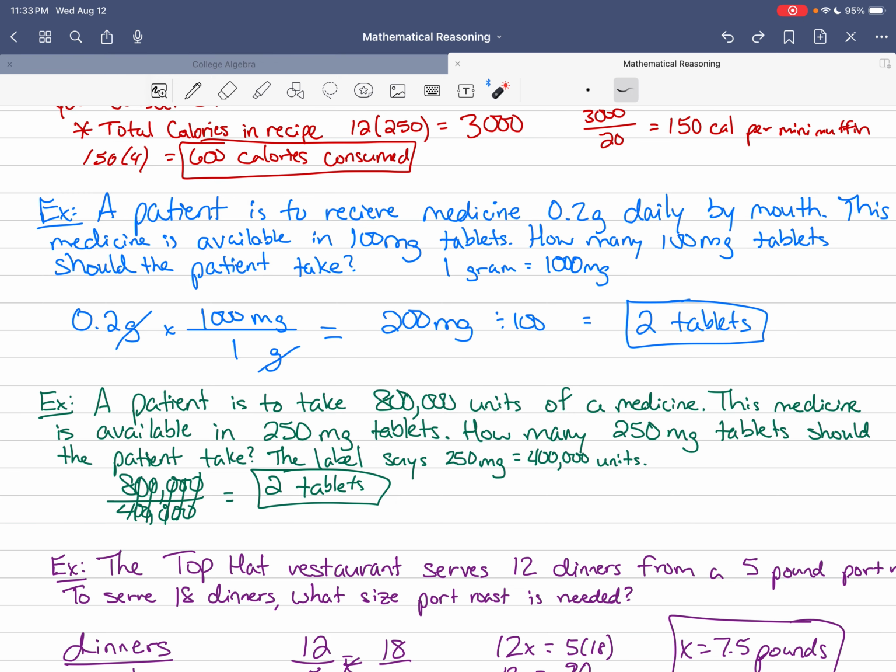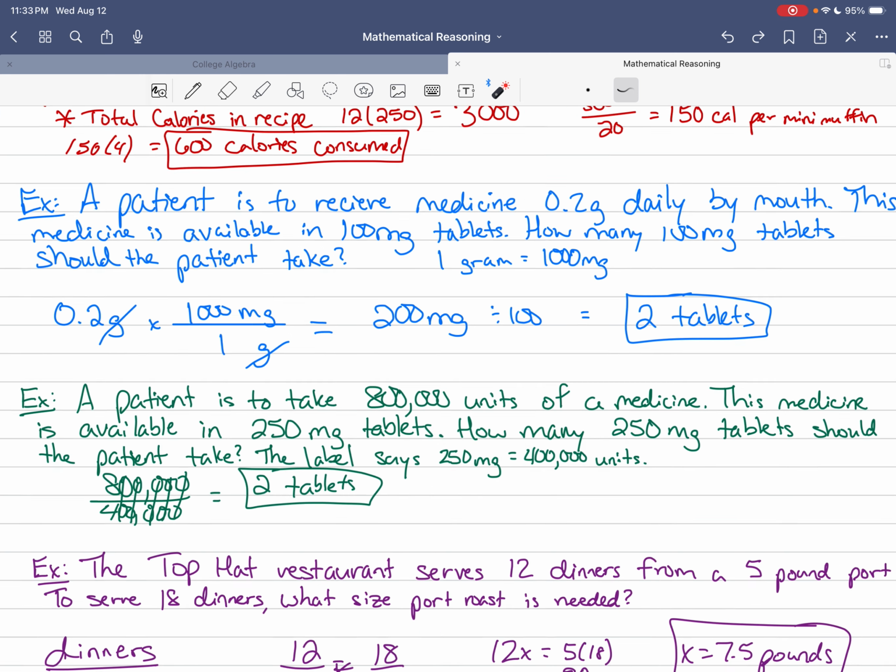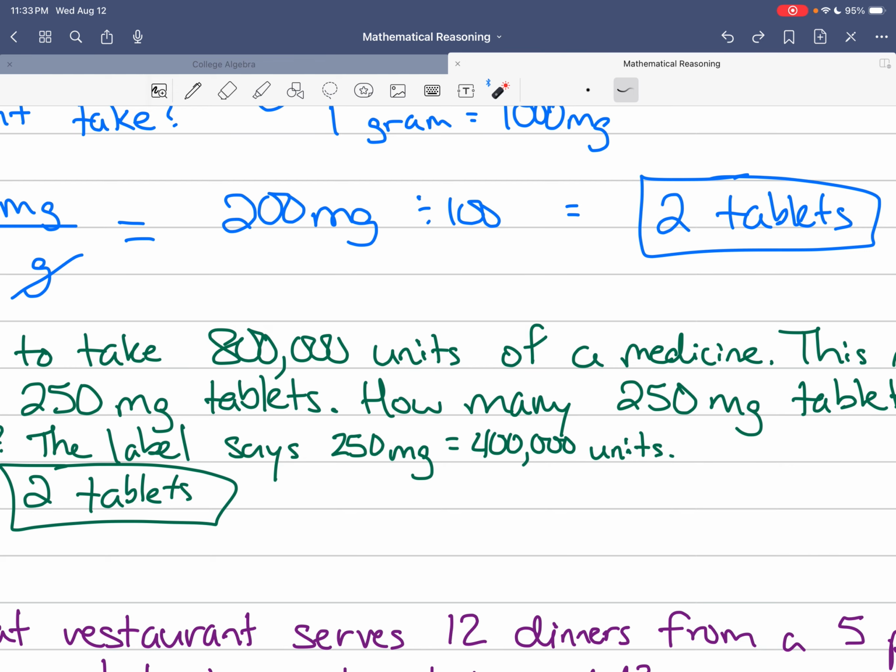All right, another medical question here. We have a patient, and they're to take 800,000 units of a medicine. This medicine is available in 250 milligram tablets. How many 250 milligram tablets should the patient take? And then they make a little note here that the label says 250 milligrams is equal to 400,000 units. So we need 800,000 units, and these tablets are each 400,000 units. So we're going to simply divide them.